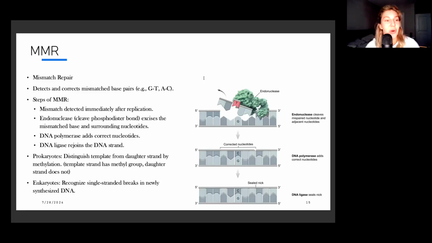Mismatch repair, or MMR, detects and corrects mismatched base pairs, for example, G-T. Steps of MMR. First of all, we have endonuclease, which can cleave phosphodiester bonds. We don't have exonuclease. The first step is that the mismatch is detected immediately after replication. Then endonuclease takes away the mismatched base and surrounding nucleotides. DNA polymerase adds correct nucleotides, and DNA ligase rejoins the DNA strand.